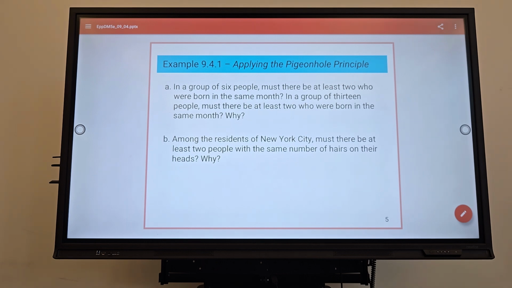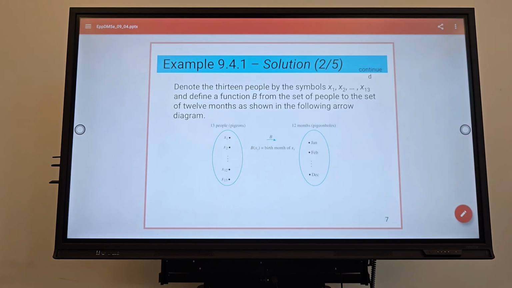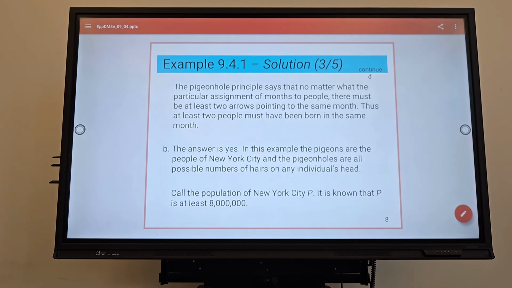Among the residents of New York City, must there be at least 2 people with the same number of hairs on their heads? Why? How many hairs are on the head? Yeah, you have to kind of know the population of New York and the maximum number of hairs on a person's head. So we went through A already. B, the answer is yes.